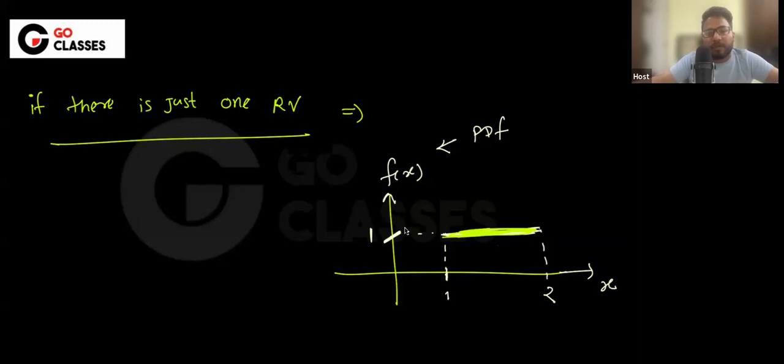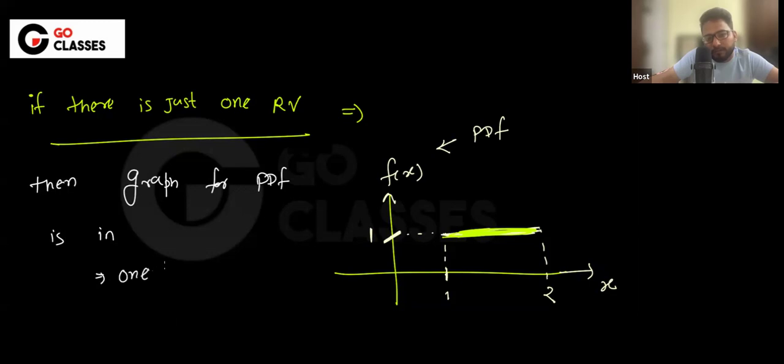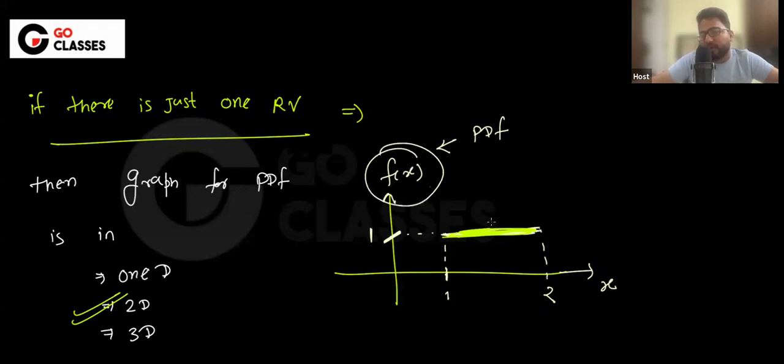If there is only one random variable, tell me, is the graph for the PDF in 1D, 2D, or 3D? So what is the answer? 2D, right? Yes, 2D is the answer. Why? Because one dimension will be consumed by this f of x, and another dimension will be consumed by the random variable x, right?